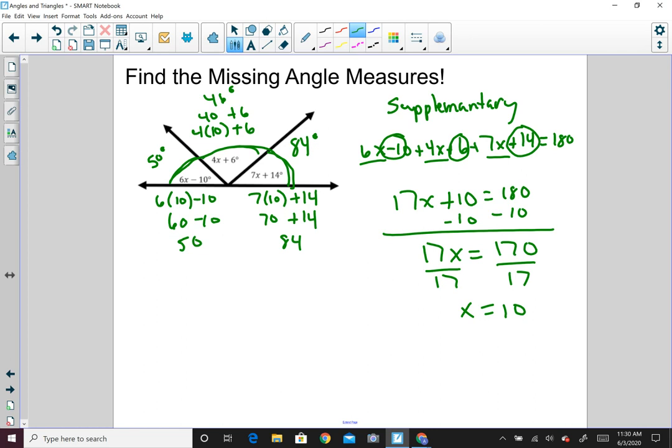So knowing that angle relationship, once again, lets me write my equation, solve my equation, and plug that variable back in to find the measure of each missing angle.